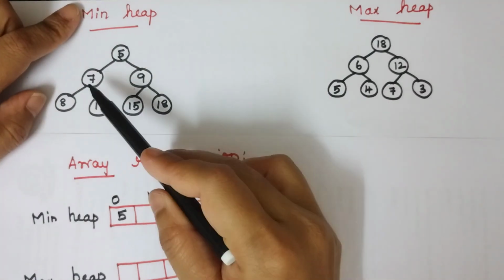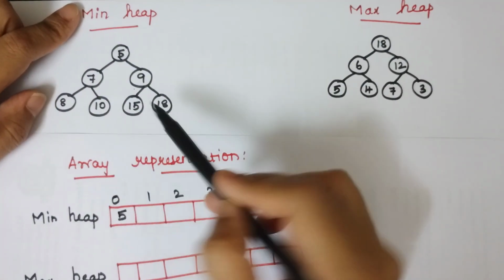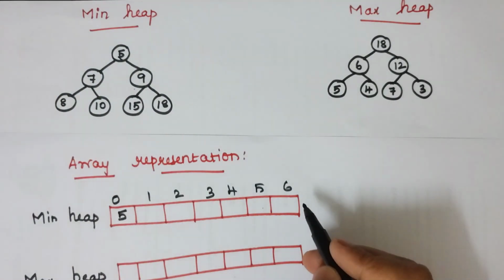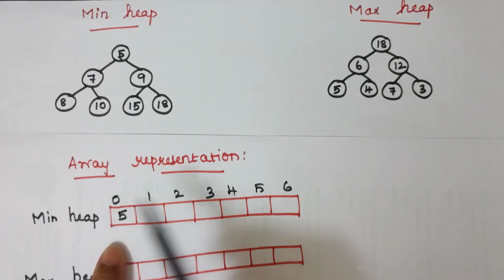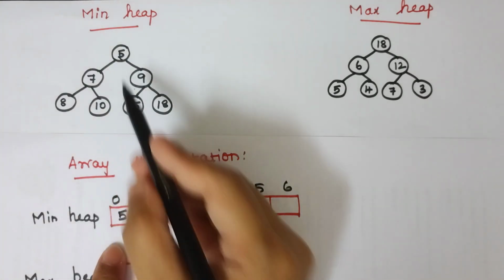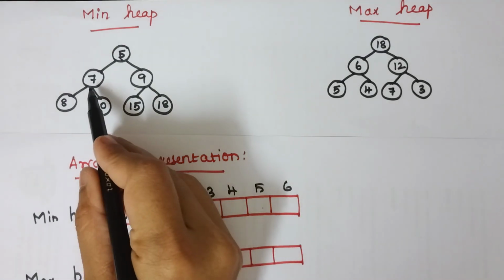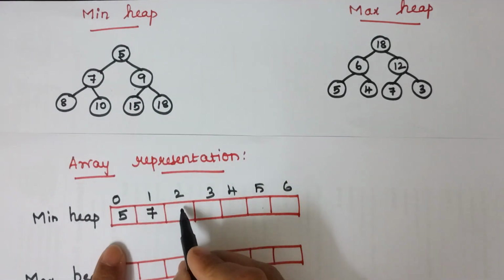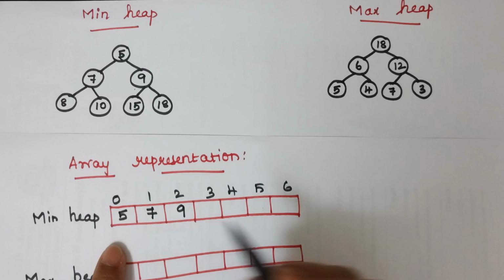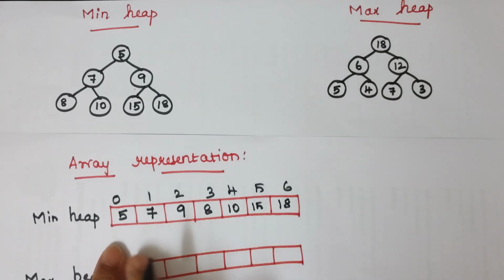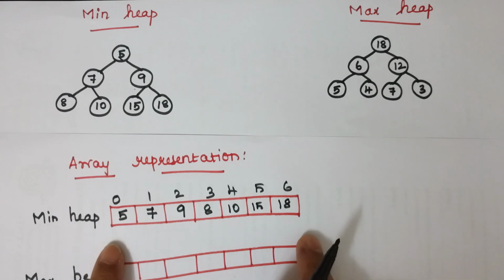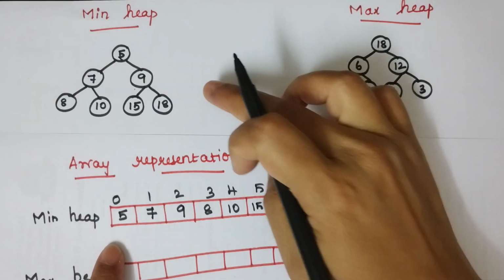So totally how many nodes are here? 1, 2, 3, 4, 5, 6, 7 nodes are there. So here we will be inserting 7 nodes, starting from the index 0 till 6. Now 5 will be placed at the index position 0, and coming to the next value 7 will be placed at 1, 9 will be placed at index position 2, and then 8, 10, 15, 18. So this is how the values get placed into the array when we are going for this minimum heap.